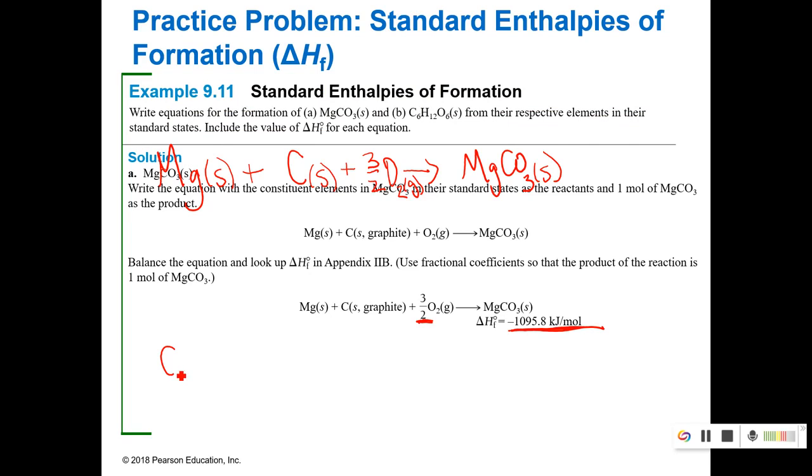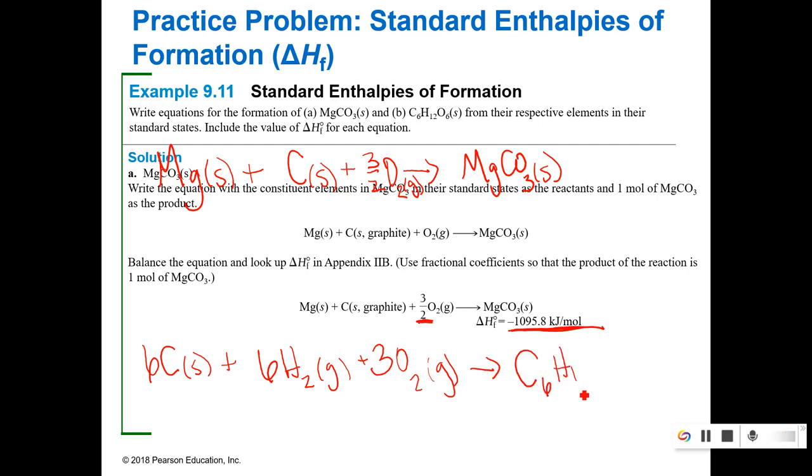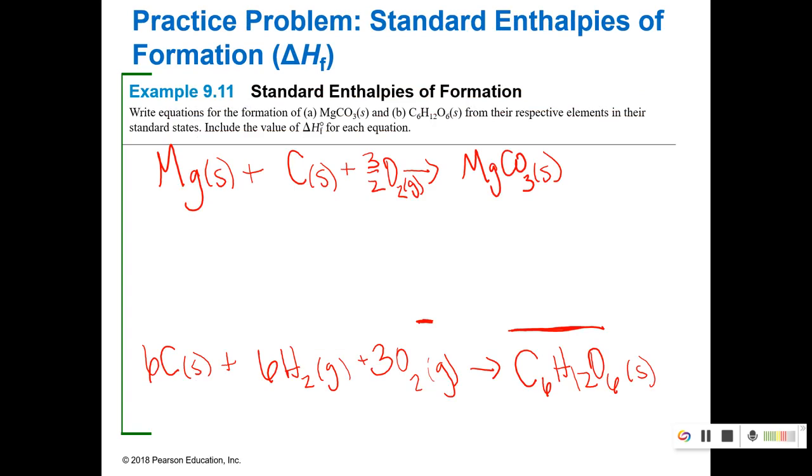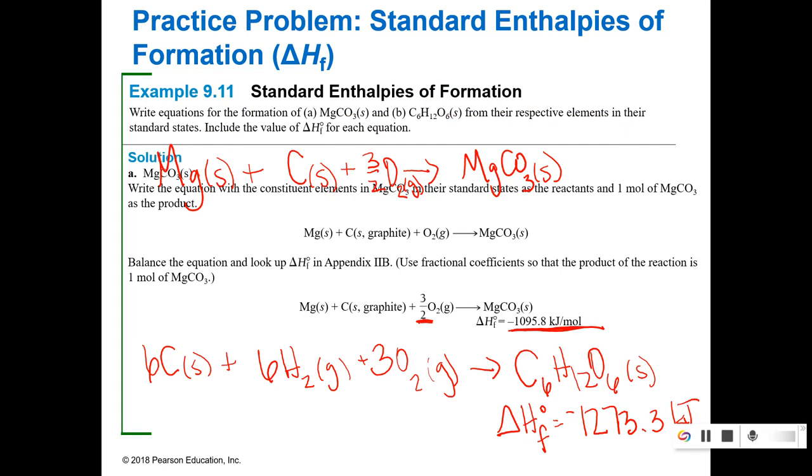Okay, so for B, I've got carbon. I have 6 of them. I've got 6 hydrogens, that's a gas, and I have 3 oxygens, that's a gas. And that makes glucose. I don't know if glucose is on the chart. Glucose is on the chart, so its heat of formation is negative 1273, so delta H of formation is negative 1273.3 kilojoules per mole.